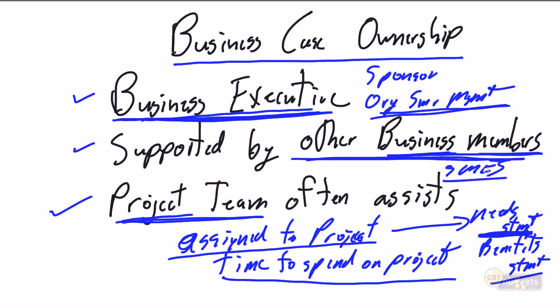So if the project team is assigned to work on the business case, we need to make sure that the project team is continually going back to the business to do that revalidation. Is what I've written correct? Have I represented this correctly? Because if we're not doing that continual touchback to the business, there is a possibility that the business case isn't going to be as complete and as comprehensive as possible.